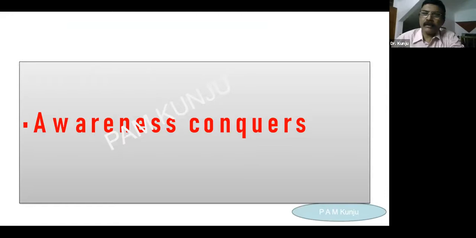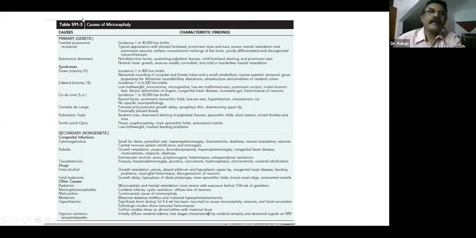For the last 30-35 years, I have had the same table, and I try to remember this table so that we can easily remember everything. This is from Nelson. We can see it in chapter 591, the third table in that chapter.